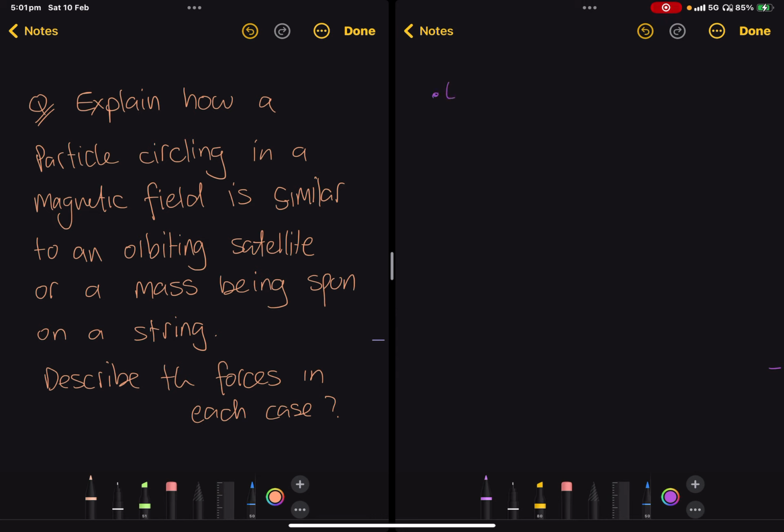They are all cases of roughly uniform circular motion. And in uniform circular motion, you need a centripetal force pulling towards the center of the circle. So we know that the centripetal force is mass times tangential velocity squared over the radius. All of these objects have this.